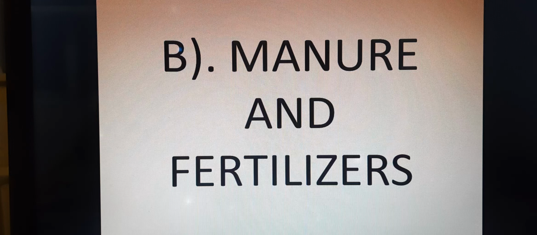Then the manure and fertilizer. Manure means those provided by nature, and fertilizers are man-made. Fertilizers are used for specific nutrients, but manures are not specific, they are used in bulk and they increase the fertility of the soil. They are generalized, they are not specific.